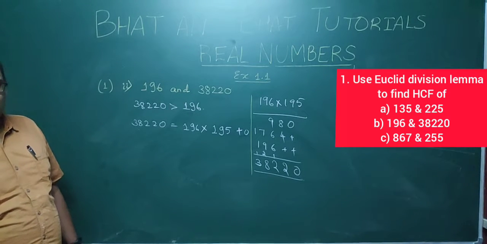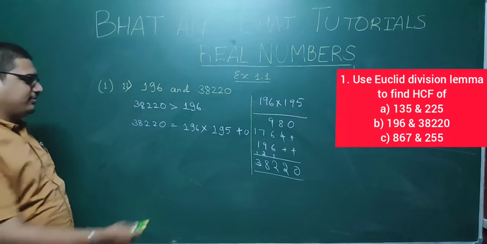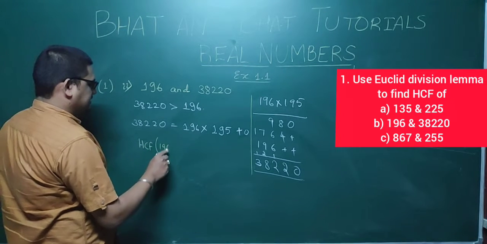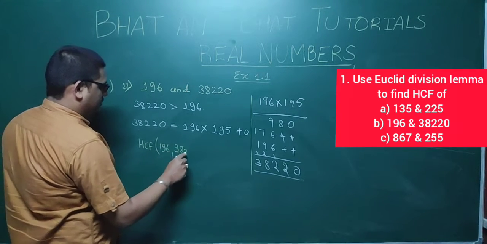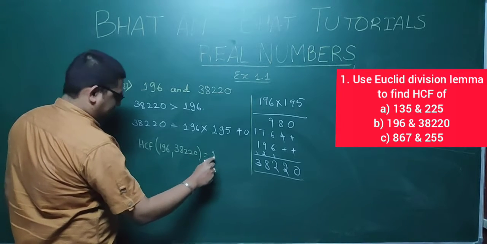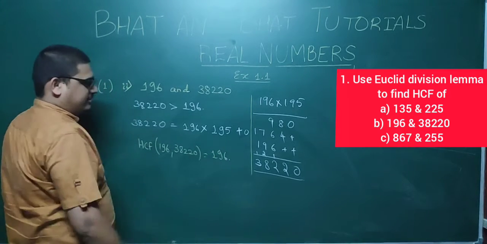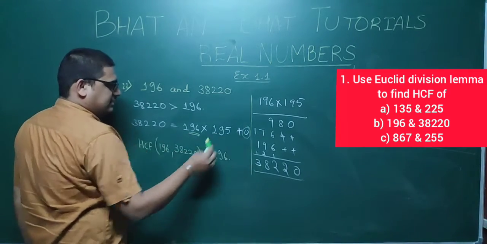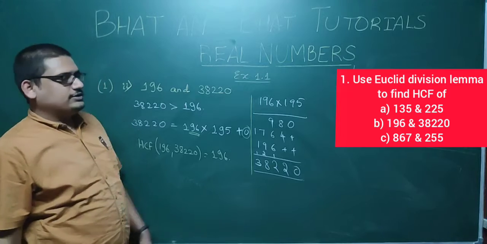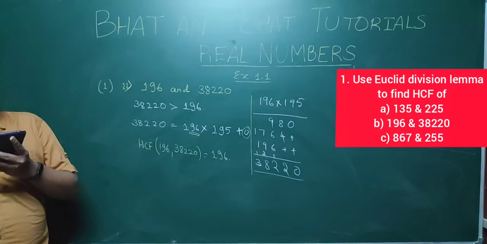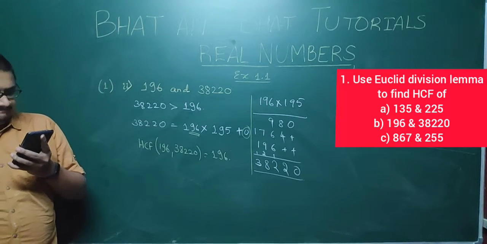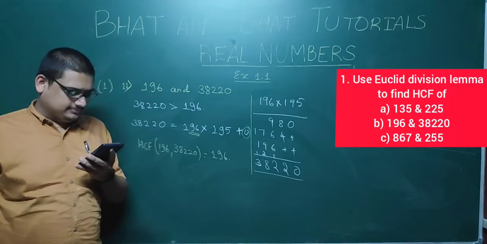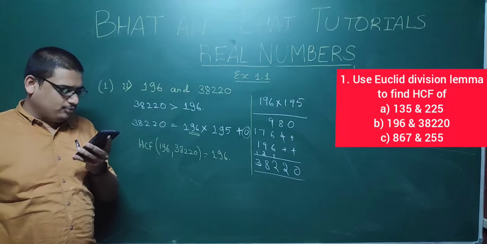Correct? So now tell me what is HCF. Therefore, HCF of 196 and 38220 is 196 only, because whatever is the divisor at the step where the remainder was 0 becomes my HCF. Therefore, 196 is the HCF. Understood? So shall we move on to the next question?